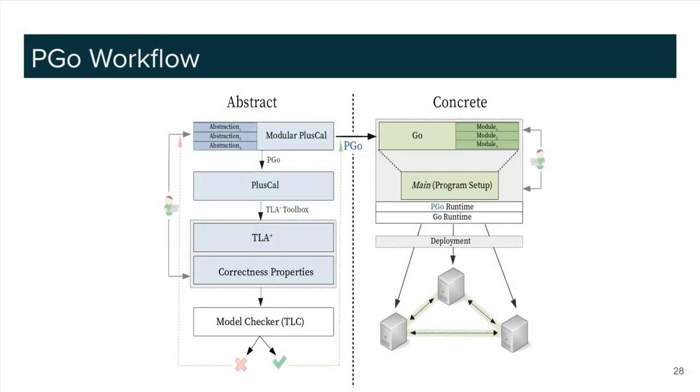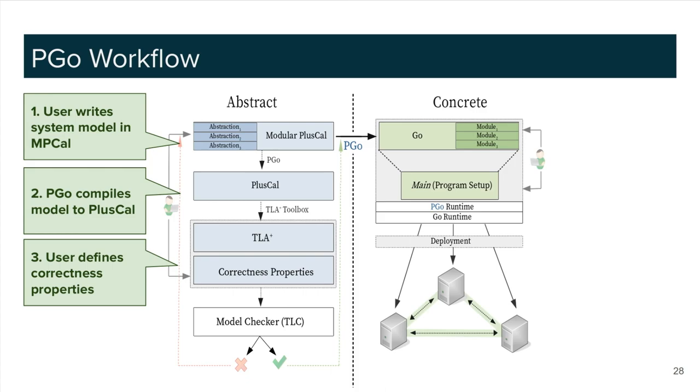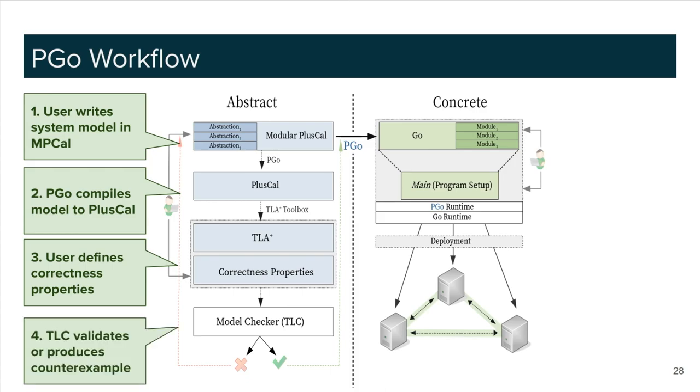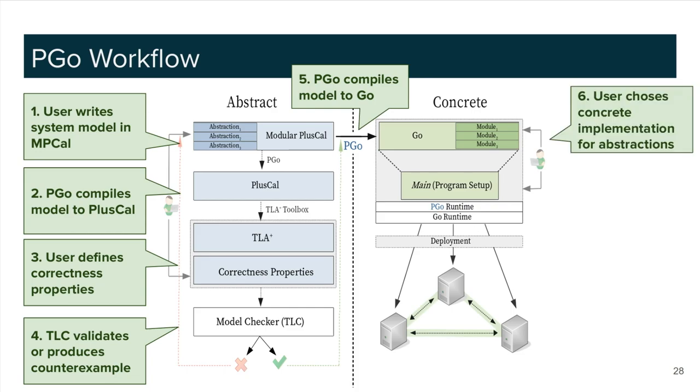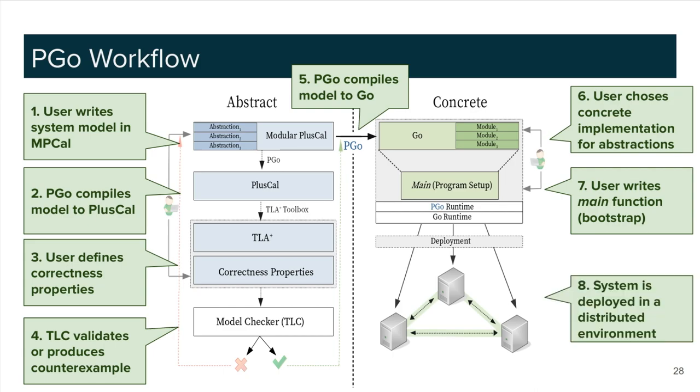So we've got this workflow that Ivan was already summarizing before. User writes a model in MPCal, as an abbreviation for Modular PlusCal. Pigo compiles the model to PlusCal. Then you can do what you usually do and define correctness properties, check it in TLC, etc. Pigo also compiles it to Go. So then you can choose what those resources are, assuming it corresponds to whatever abstraction you did, then you can bootstrap the thing together in a custom main function. You still have to write that. And ideally, your thing will deploy, and it will work, because we wrote out all the complicated interleaving related parts for you, and all you had to do was to make sure that you know how to read a file system, read a network, send and receive, stuff like that.